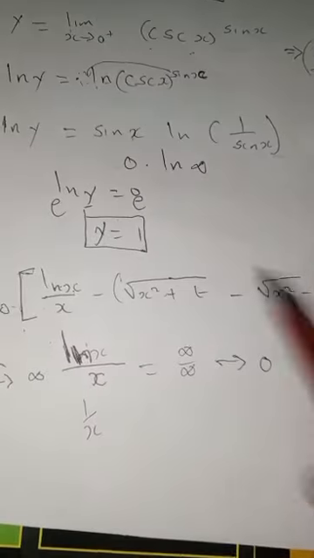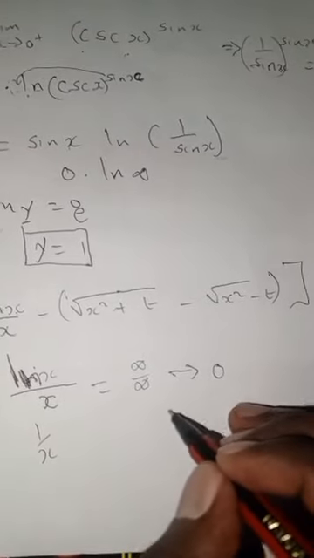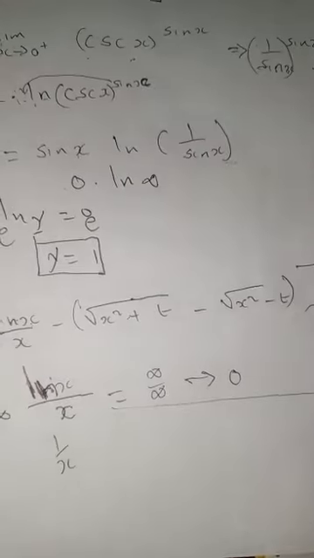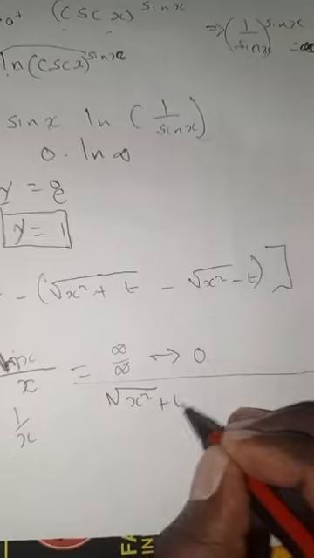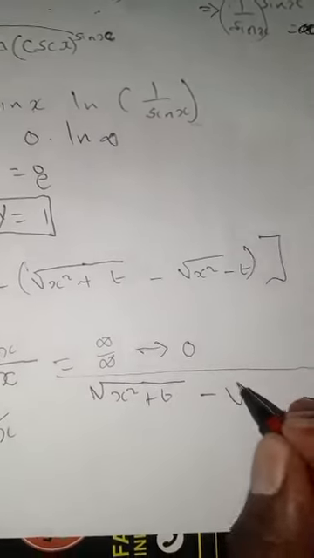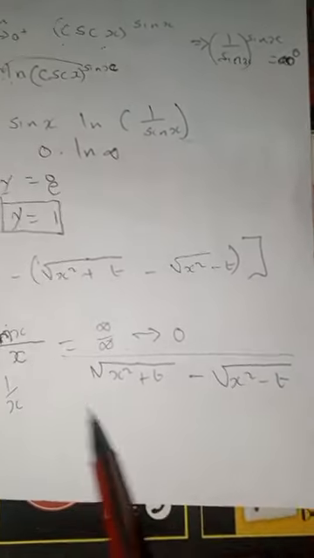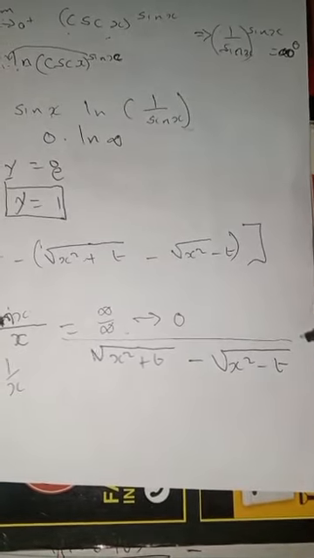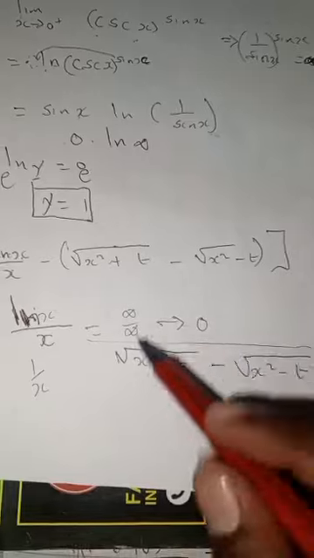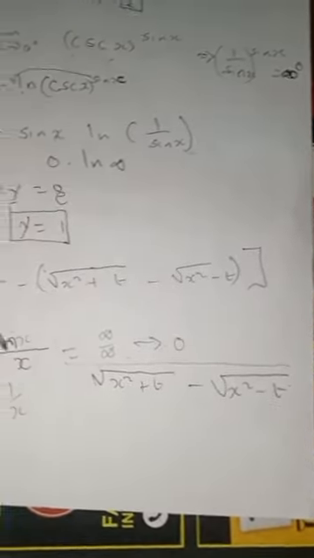So for this part 2, there are 2 ways you can handle this. It is the root of x squared plus t, then minus the root of x squared minus t, isn't it? When you have these like this, there are 2 methods. You can either multiply the numerator, or the denominator, which is 1, by the conjugate of this. Or the other way you can use the factorization method.